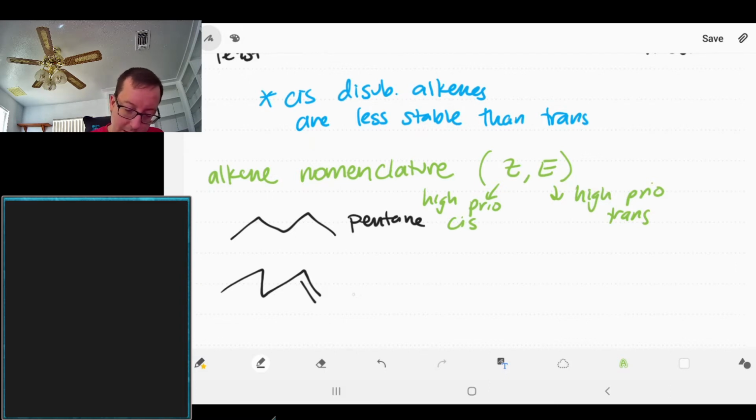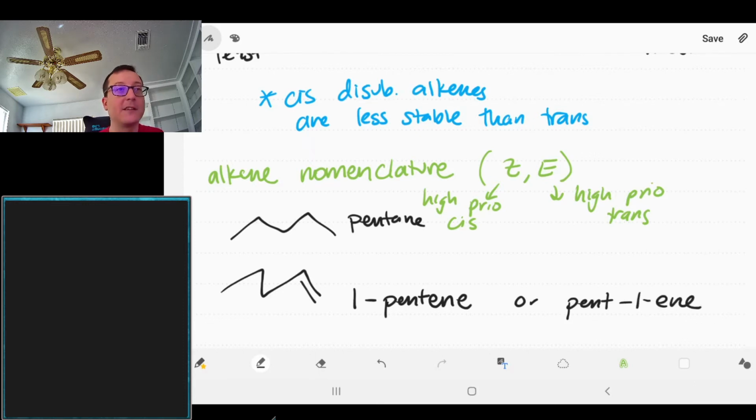This one we would say is 1-pentene. So all we do is we change the A to an E. Or we can say pent-1-ene. Either of these are acceptable. These are both good. So this will work.